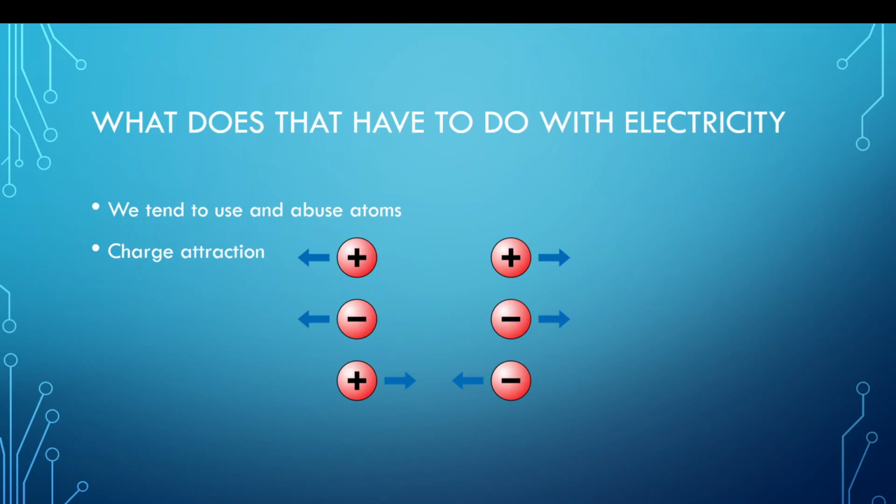But anyway, charges attract when these two charges are different. So if there's a positive charge and there's a negative charge next to it, they're going to attract. Two or more of the same charge are going to repel. So two positive charges are going to repel, and two negative charges next to each other are going to repel.